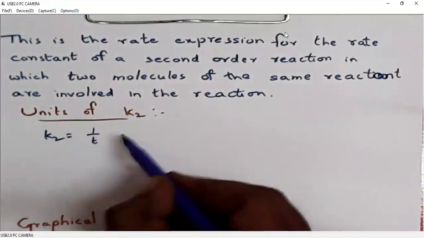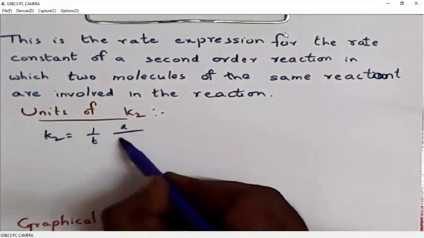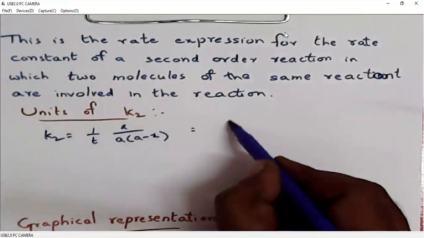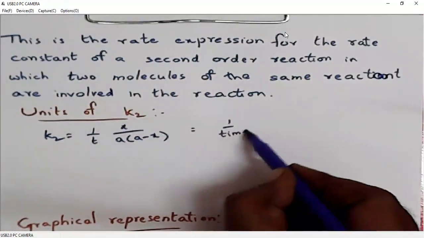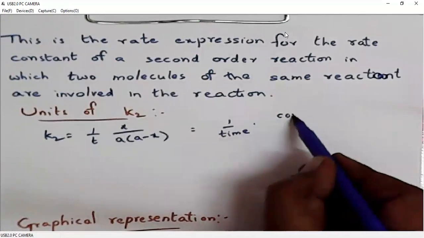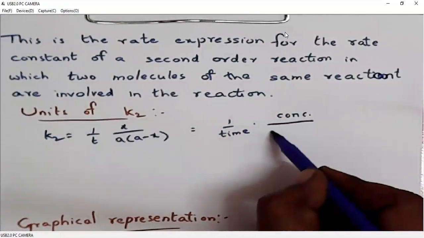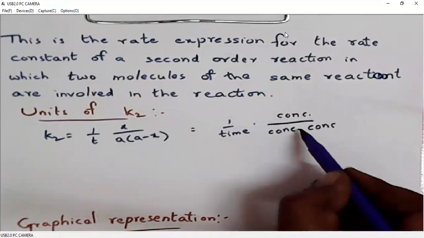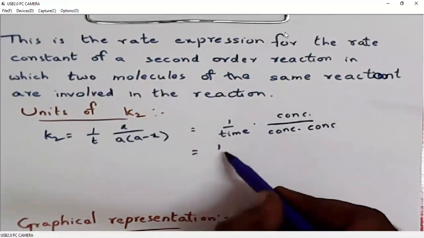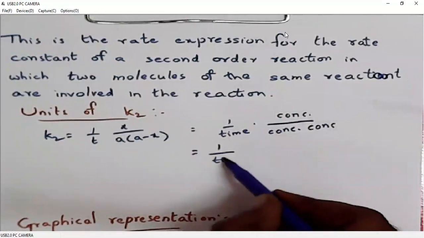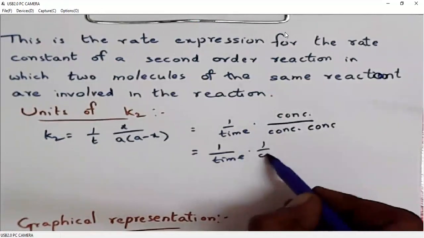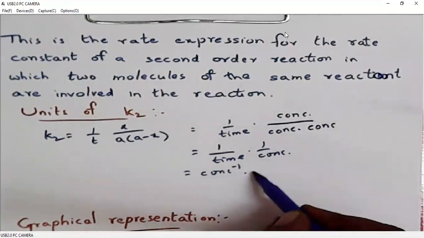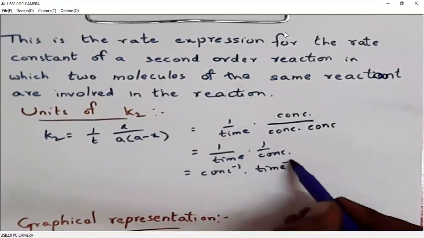It is 1 by t into x by a into (a minus x). Nothing but 1 by time into x, which is a concentration, divided by a, again a concentration, and a minus x, again a concentration. So concentration gets cancelled. So it is 1 by time, 1 by concentration, or concentration inverse, time inverse.